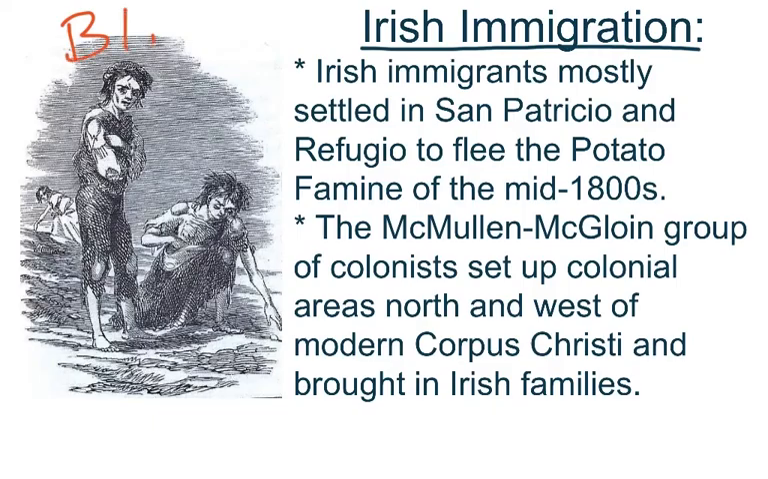Blight, we'll put that right there. Now, over 1 million people died because of what was happening in Ireland because of these potatoes, and over 1 million people fled to the United States and moved to Texas, right? Now, the McMullen and McGloin group of colonists set up colonial areas north and west of modern-day Corpus Christi and brought in these Irish families.